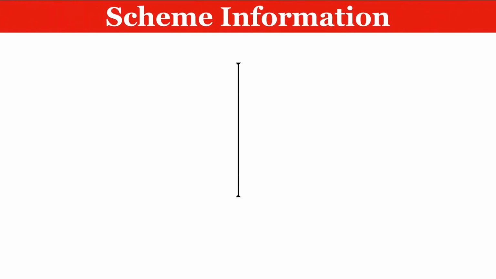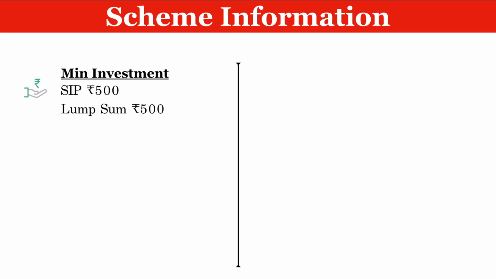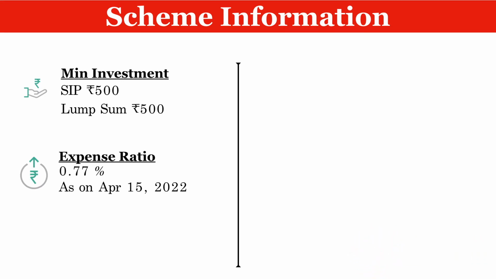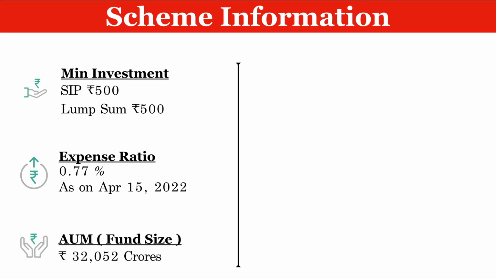In this section, we will understand the scheme information of the long-term equity plan. In case you are thinking of investing in this mutual fund, the minimum has to start with 500. In case of lump sum, it has to start with 500 rupees. The expense ratio associated with this mutual fund is 0.77% as on April 15th, 2022. The total assets under management are around 32,052 crores.